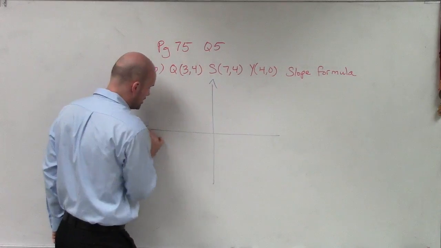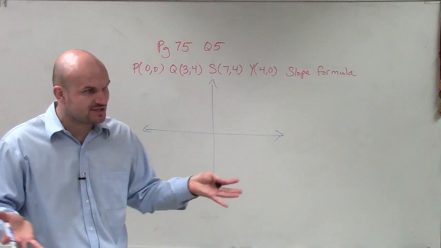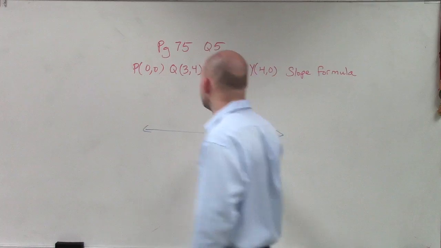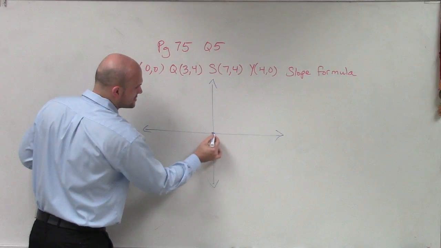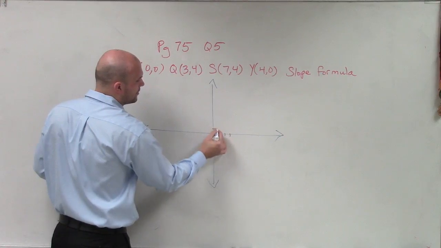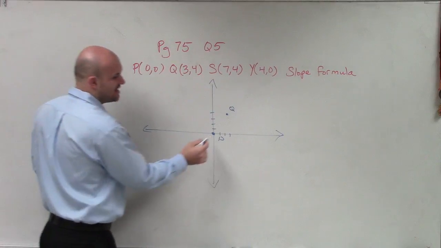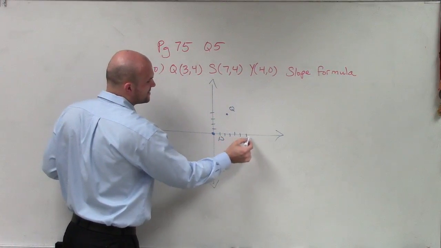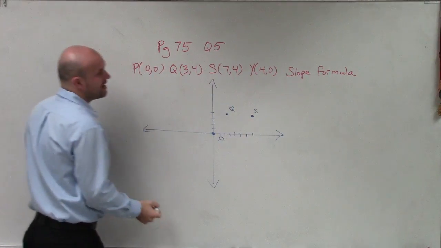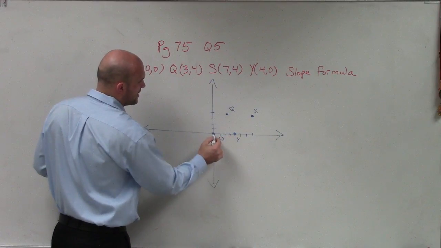And then make sure, if you guys remember reflections and transformations, I said you have to label those points, right? Don't forget to label those points so you remember. So first one is P, which is at 0, 0. That one's pretty easy. Next one's Q is at 3, 4. 1, 2, 3. 1, 2, 3, 4. Then we have S, which is at 7, 4. 1, 2, 3, 4, 5, 6, 7. And then at 4. And then we have Y, which is at 4, 0. 1, 2, 3, 4. OK?